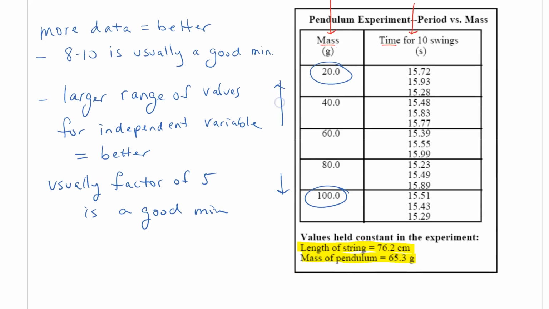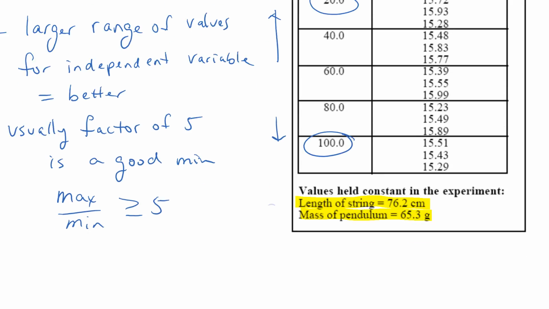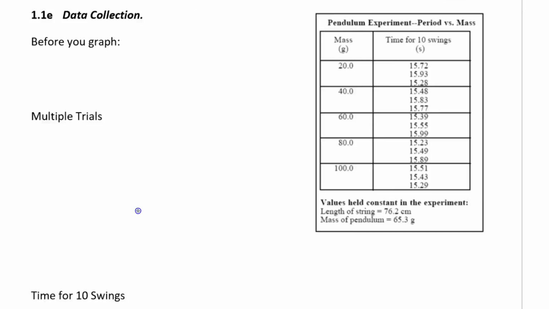So what was the case here? Well, if I said the maximum was 100, so if I said the max divided by the min should be greater than or equal to 5. In this example, the maximum was 100 and the minimum was 20, so that was a factor of 5. So that would be a good range in the mass. Moving on to the next page.